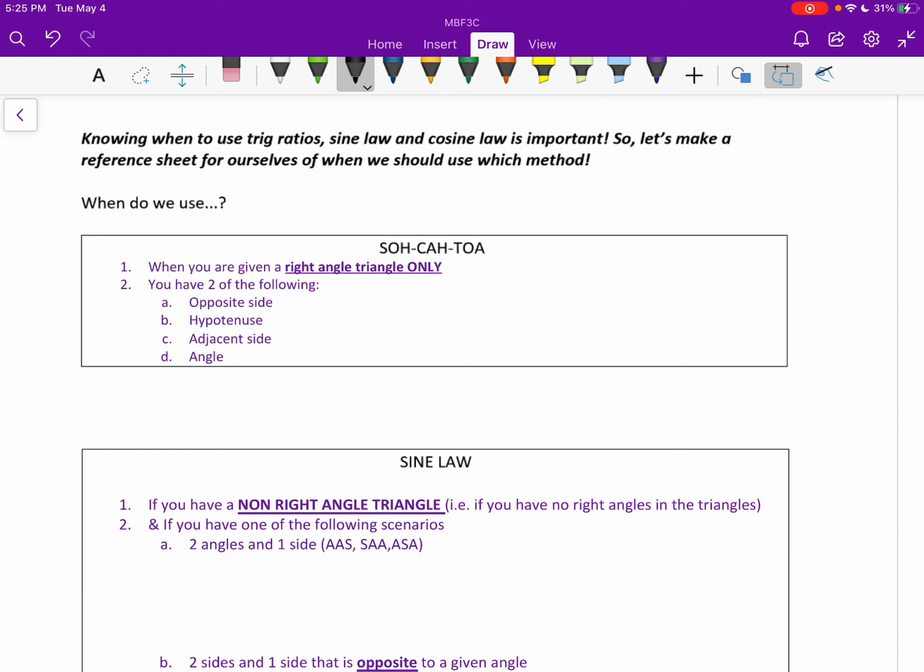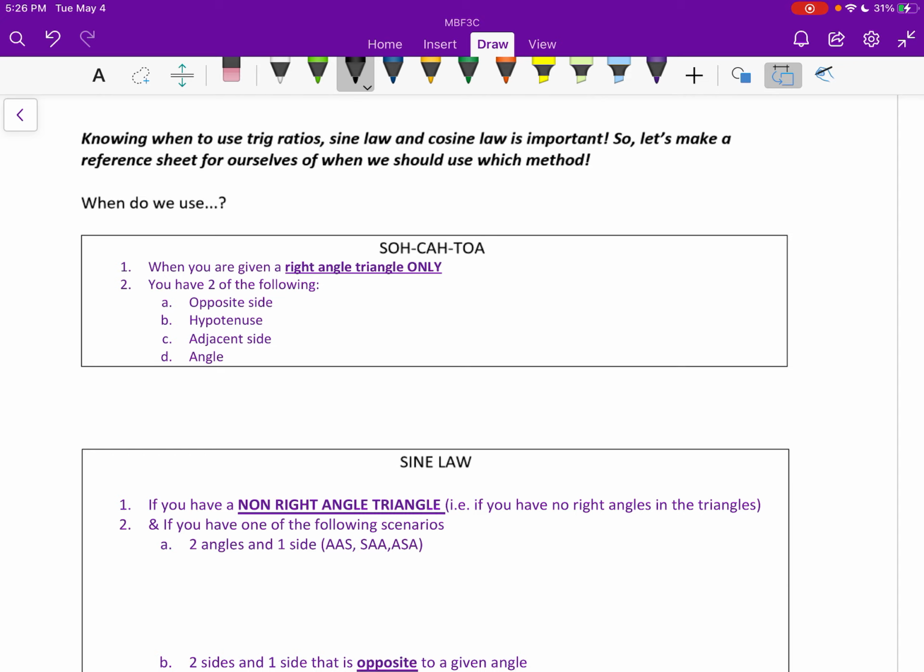Okay? So, like I said, knowing when to use trig ratios, knowing when to use sine law, and knowing when to use cosine law is super important. So I made a little bit of a reference sheet for you so that you can remember which one to use. Obviously, you can't have this on a test or a quiz, but it's a really great study material, and this is actually straight out of your workbook as well. So if you would like, you can go back into your workbook and fill out this part of the note. So it says, when do we use the following?